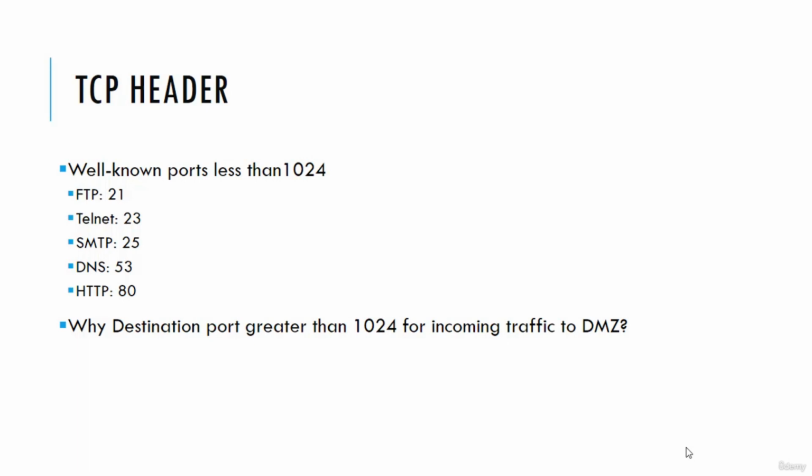Why would you allow traffic to talk to the HTTP server on a port that is not port number 80, or a DNS server on a port that's not port number 53? Why would you allow this? Why would you allow a destination port number in a packet which is greater than 1024 to enter your DMZ zone? Remember that the DMZ zone is composed of servers, so all the port numbers there should be less than 1024. Why would you allow anyone to talk to your server with a port number that is greater than 1024?